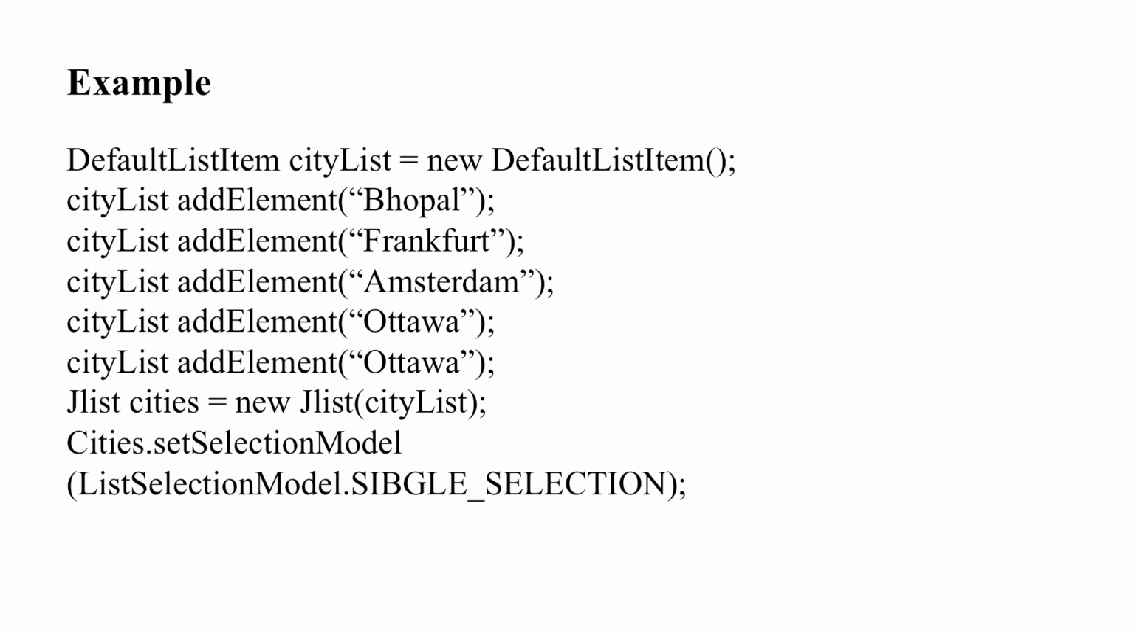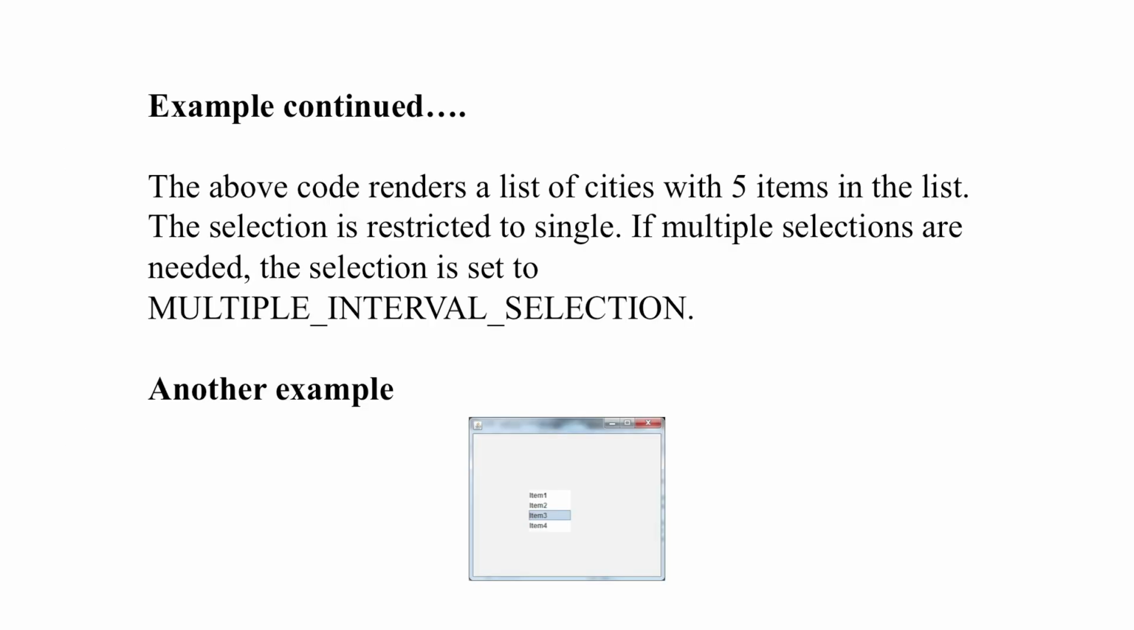We are creating a new list over here, city.setSelectionMode, set selection model, set selection to single. Now this code will return a list of cities with the 5 items in the list, and the selection is such that we can select only one entry at a time.